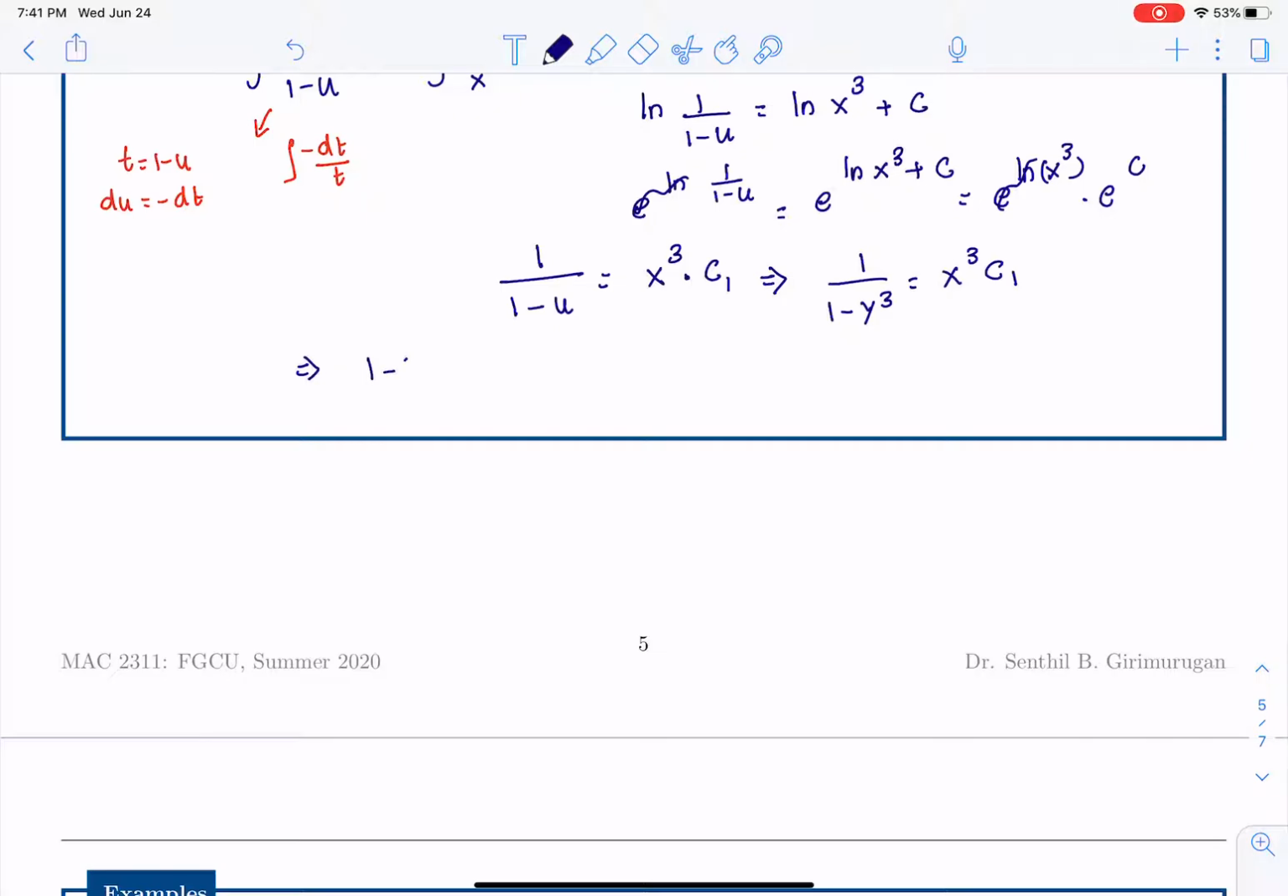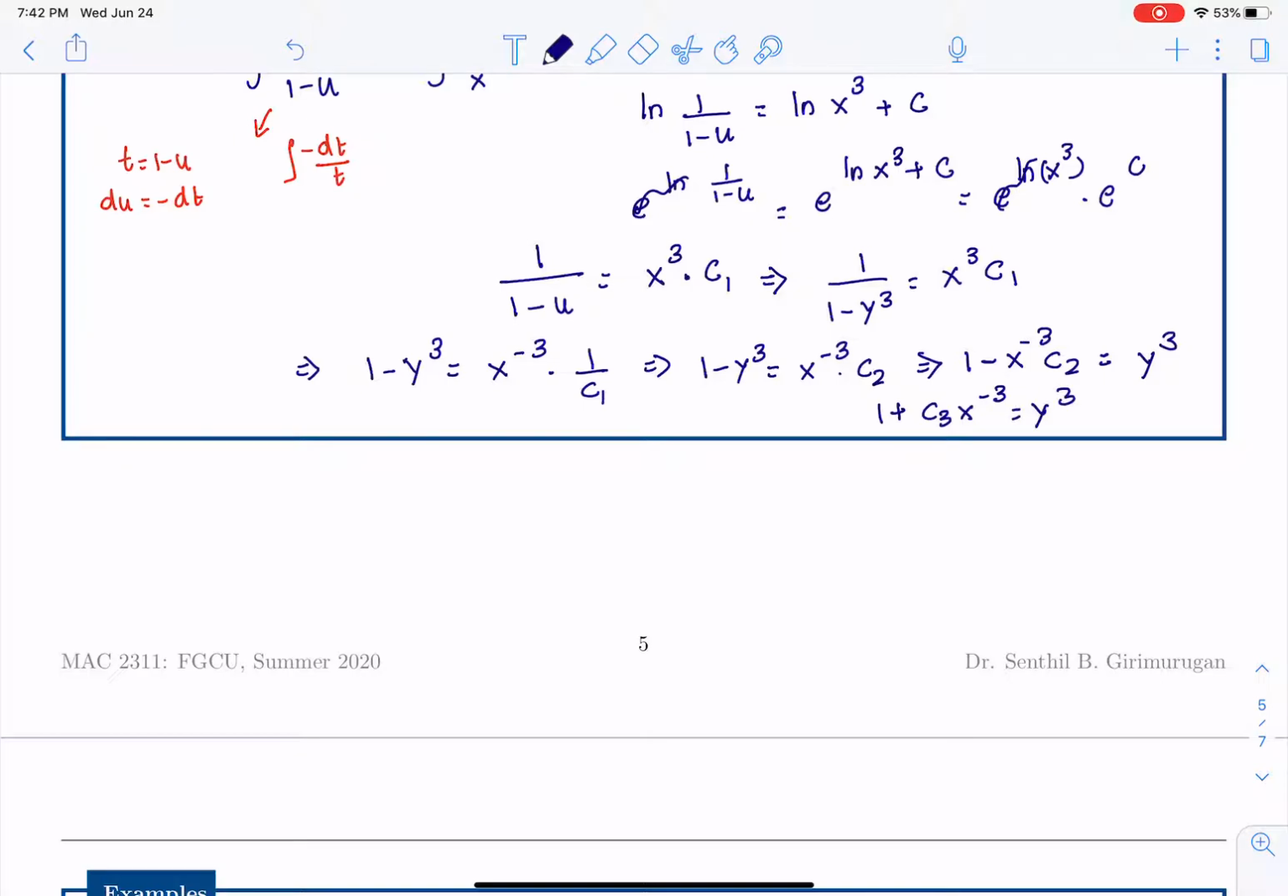1 minus y cubed would then equal x raised negative 3 times 1 over c1. But 1 over c1 is yet another constant, so I could write it as c2. So 1 minus y cubed is equal to x raised negative 3 times c2, which should imply 1 minus x raised negative 3 c2 is equal to y cubed. And negative c2 is yet another constant, so I could simply write it as positive c3. So I could write c3 x raised negative 3 plus 1 equals y cubed. So that would be the final simplified answer.